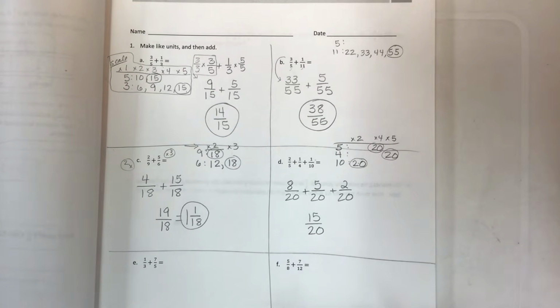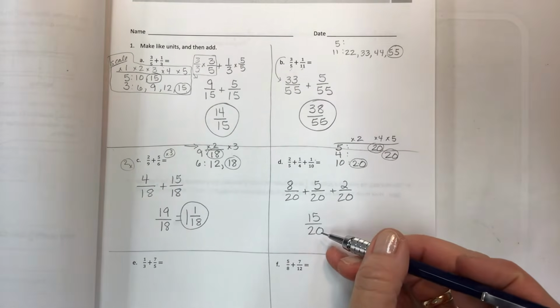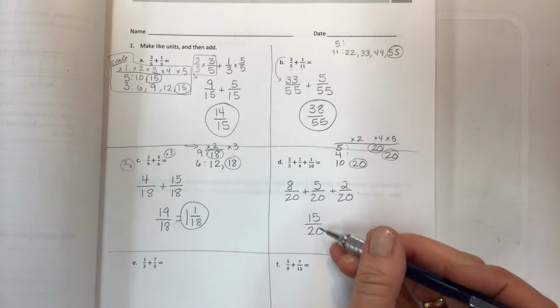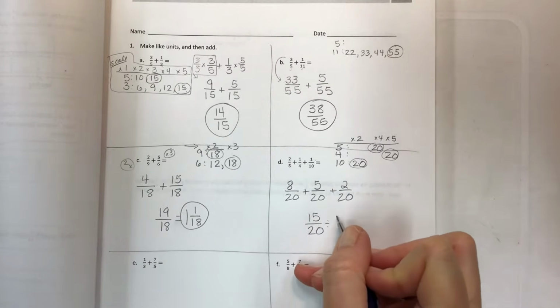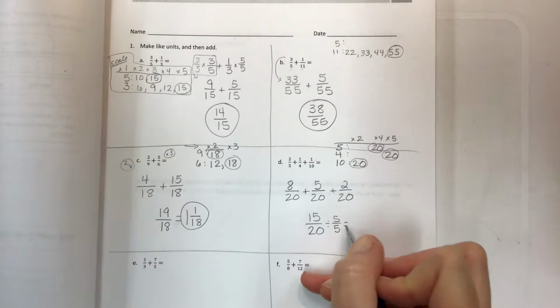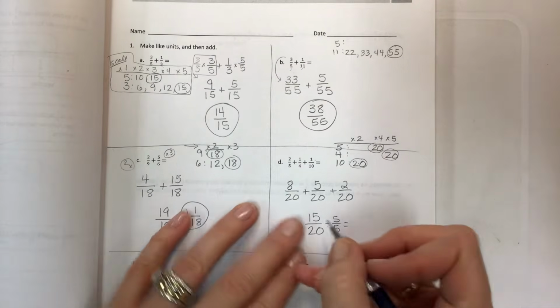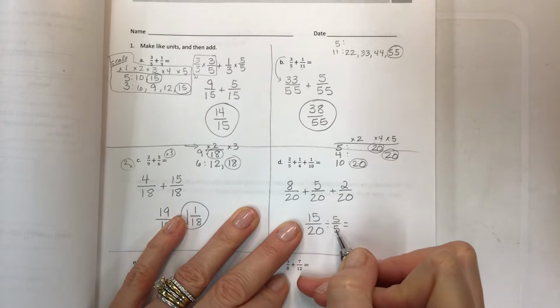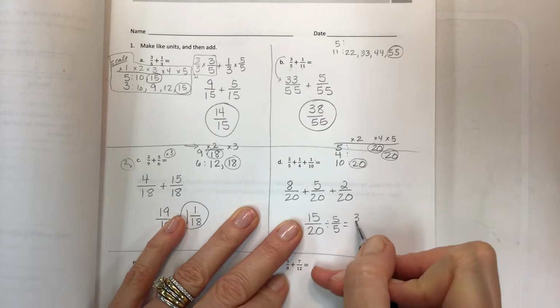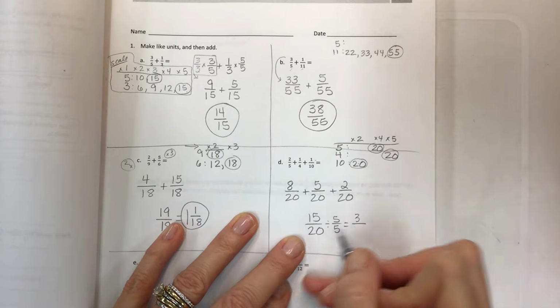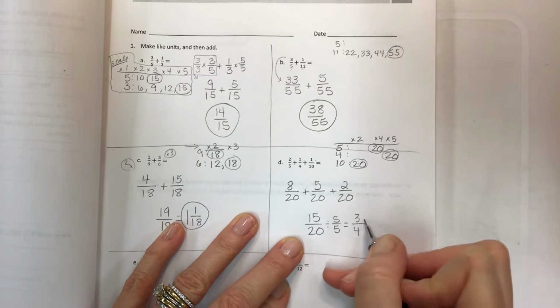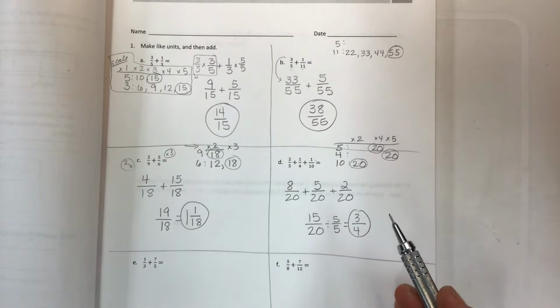You might be thinking, I think I can simplify that. Even though I have an odd number and an even number, I could divide both by 5. As soon as you see it, as soon as you know, you want to have that common divisor and simplify by the biggest number you can. 15 divided by 5 is 3. 20 divided by 5 is 4. And that is your simplest form answer.